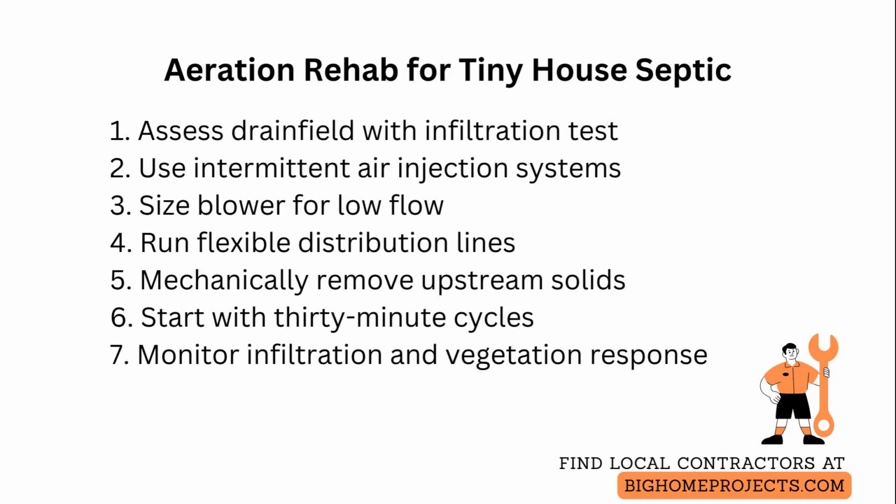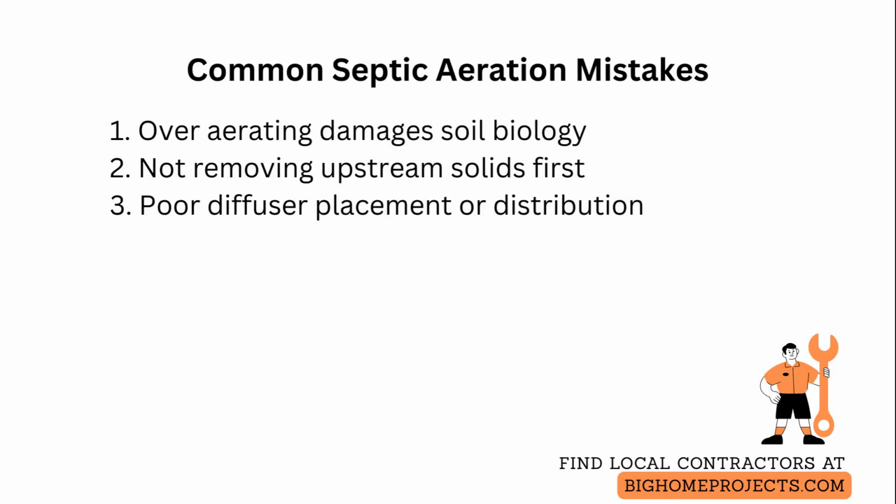Monitor response using repeat infiltration tests, visual checks for surfacing, and measurement of effluent quality if possible, adjusting timing and run length based on measured infiltration and vegetation response. Common mistakes include over-aerating, which can dewater and damage the microbial community. Avoid this by using intermittent cycles and starting conservatively.